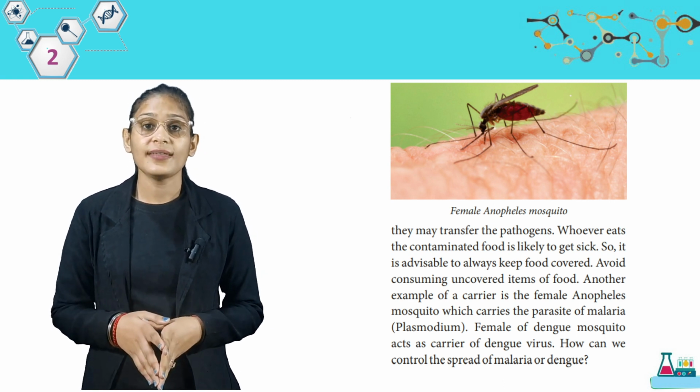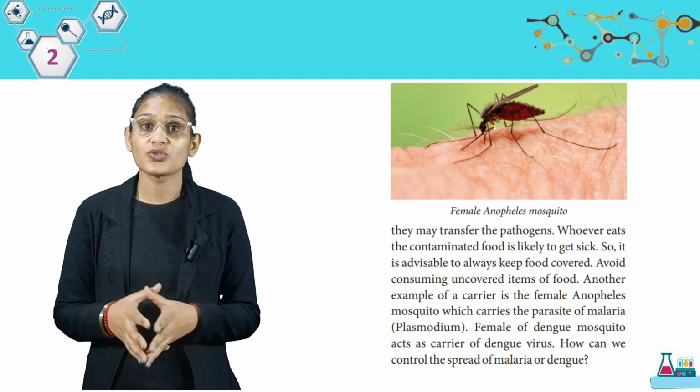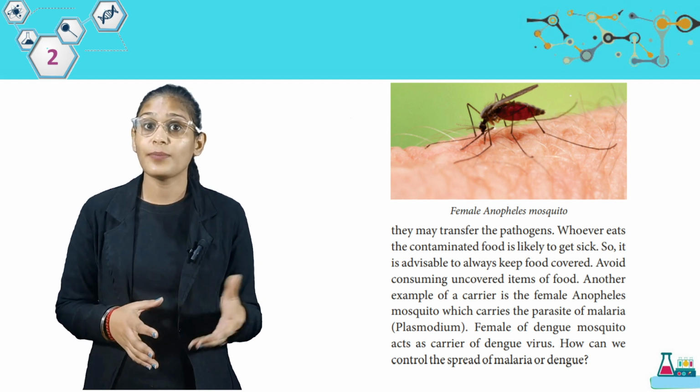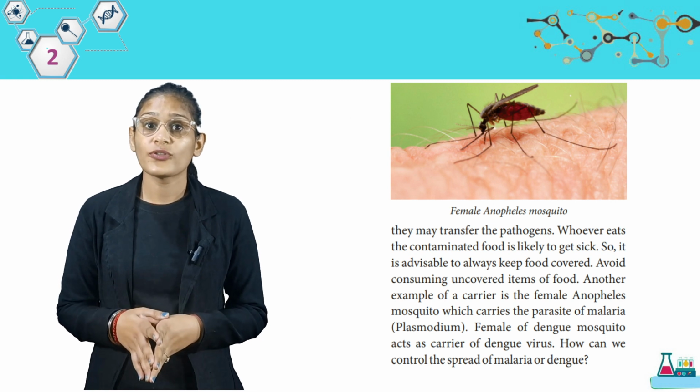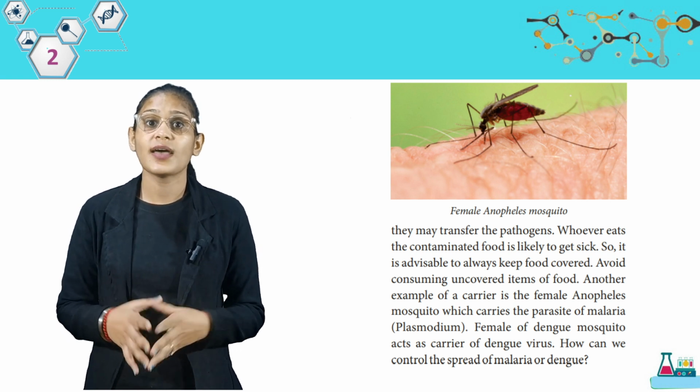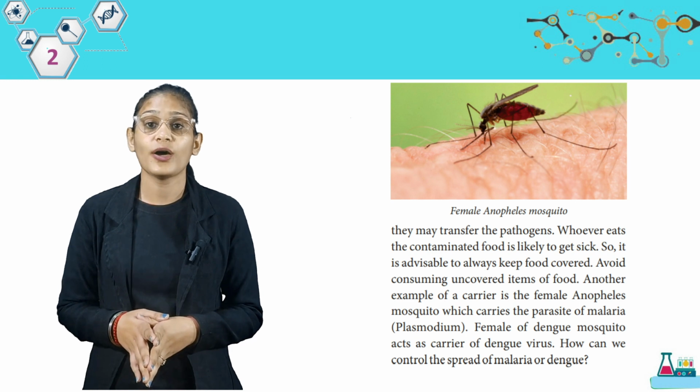Another example of a carrier is the female Anopheles mosquito, which carries the parasite of malaria, Plasmodium. Female dengue mosquito acts as carrier of dengue virus. How can we control the spread of malaria or dengue?